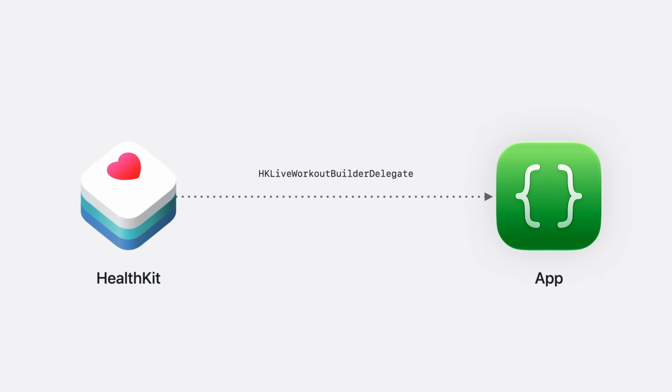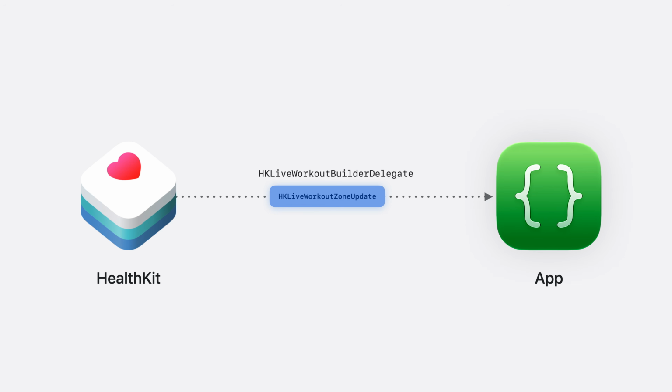HKLiveWorkoutBuilderDelegate is the protocol apps use to receive updates about a live workout. The workout is tracked by HealthKit. When something important happens, like a new activity begins or a data type that I'm tracking updates, HealthKit passes that update to my delegate, and I can make changes in my app, like update the UI.